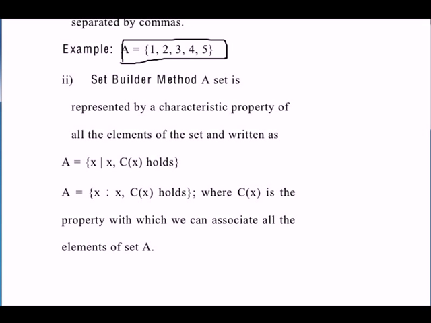Then you have the set builder method, which basically is: set A consists of all x such that x is a result of function c(x). So instead of giving the values of A directly, we are building up the set A by c(x), which is a function of x. So let's look at a quick example of this.